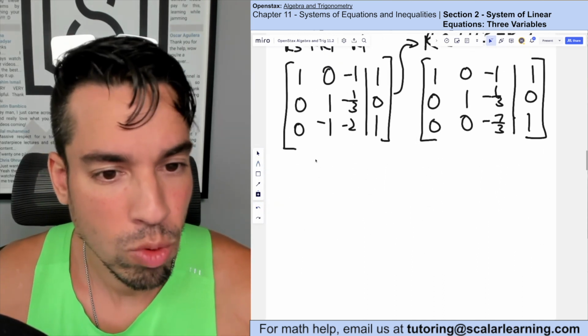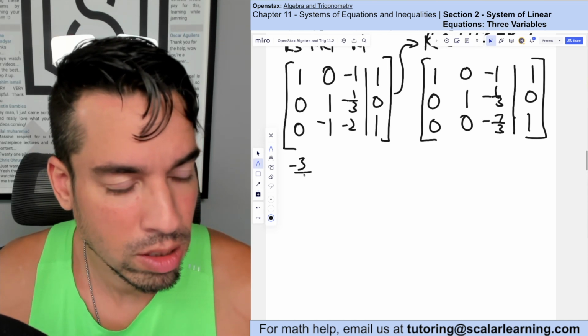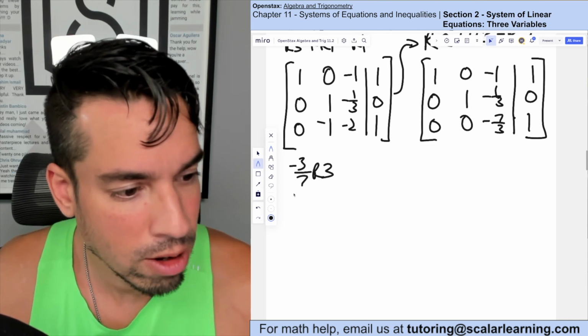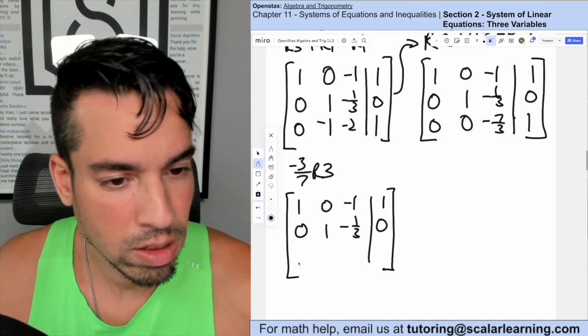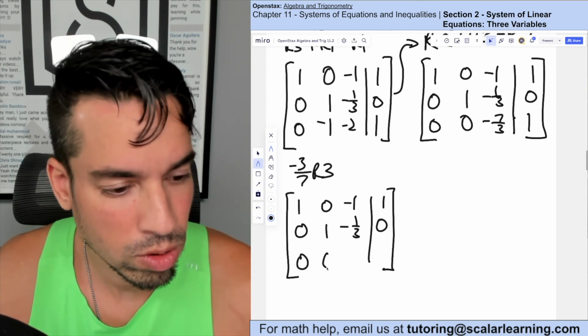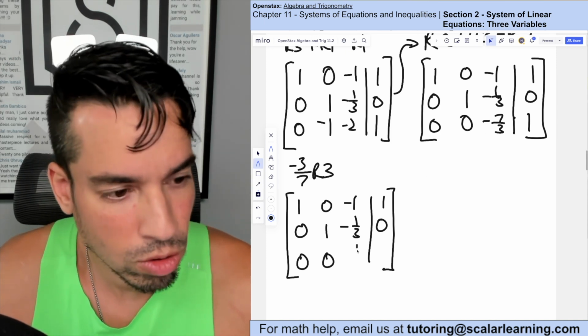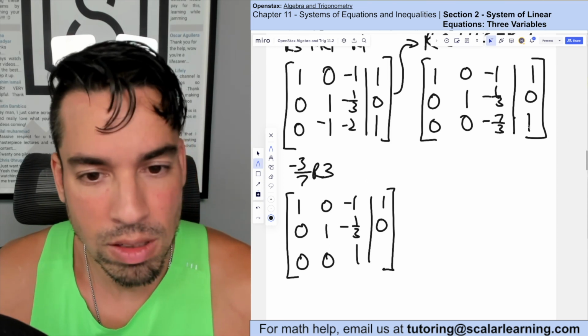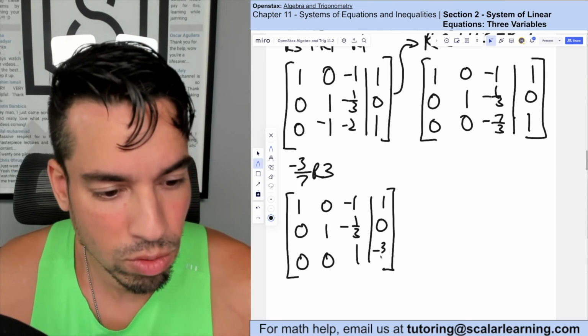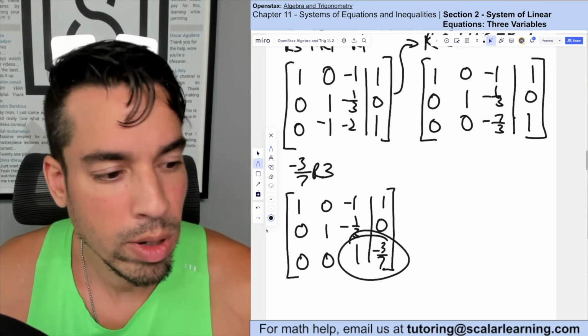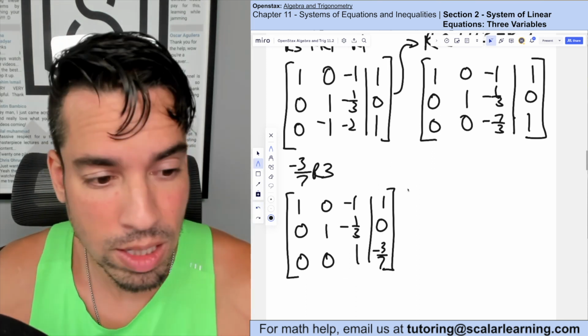So making some more room, we're going to say negative 3/7 times row 3. Let's write it out. So we got negative 3/7 times 0 is 0. Negative 3/7 times 0 is 0. Negative 3/7 times negative 7/3 is 1. Negative 3/7 times 1 is negative 3/7. So we have our first value. We have z is equal to negative 3/7, but let's keep going.